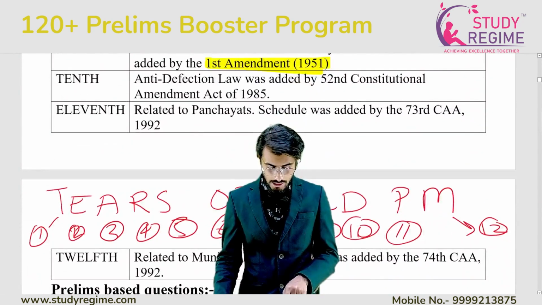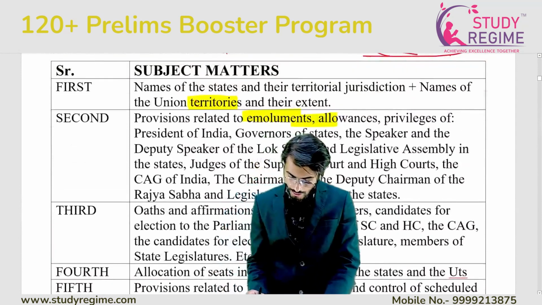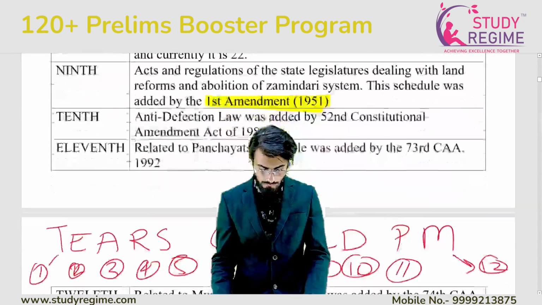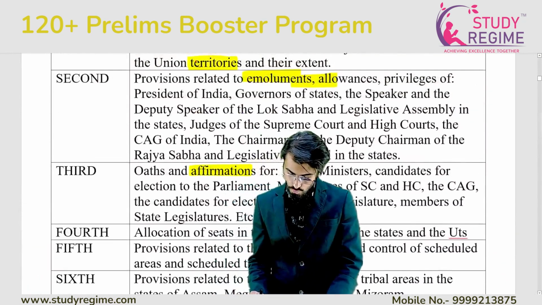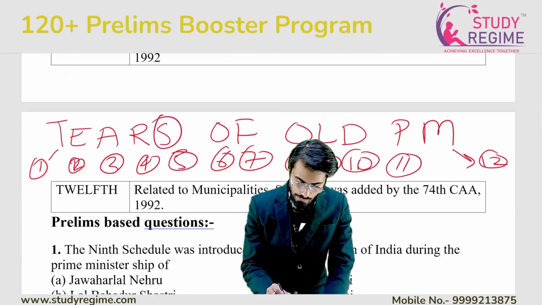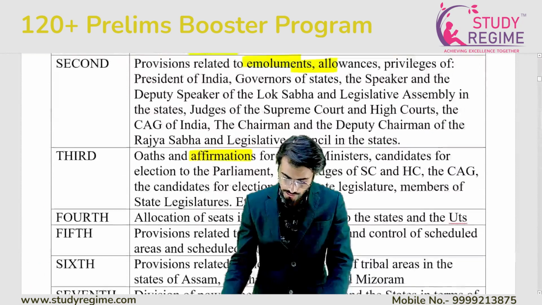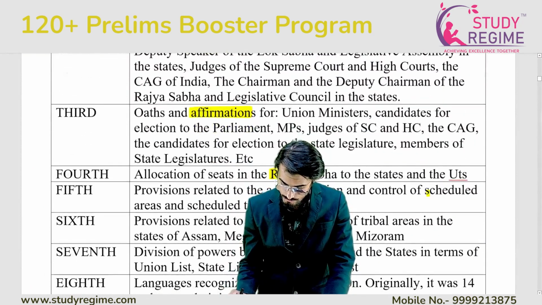Okay, then E for emoluments. Now, the third schedule talks about the oaths and affirmation, so I have taken A for affirmation. Then the fourth schedule talks about the Rajya Sabha, so I have taken R for Rajya Sabha. Then the fifth letter is S. The fifth schedule is all about scheduled tribes, so I have taken S for scheduled tribes and scheduled areas.